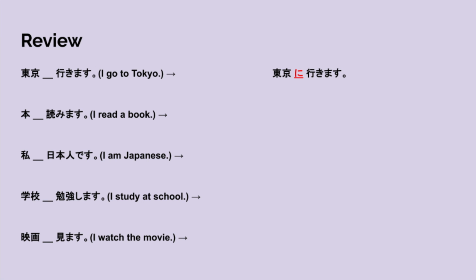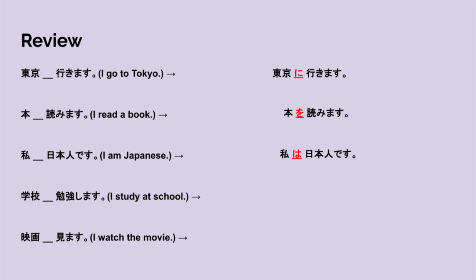Number 2, hon, blank, yomimasu. Reading a book. You're reading an object. You're reading something. What are you reading? A book. So you use the o particle. Number 3, watashi, blank, nihonjin desu. You're talking about the subject, which is yourself, which is watashi. So you have to use watashi wa nihonjin desu.